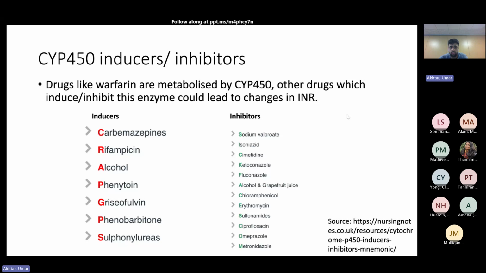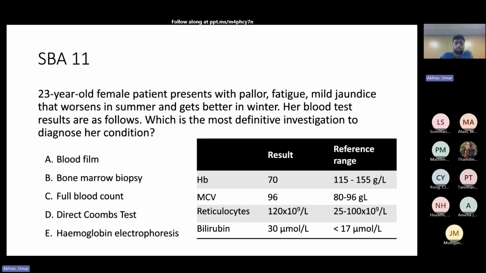Okay, I think that's my, one more. A 23-year-old female patient presents with pallor, fatigue, mild jaundice, which worsens in the summer and gets better in the winter. Her blood test results are as follows. You can see her different blood test results there. What's the most definitive investigation to diagnose her condition? And again, I'll just give you guys a minute or two to think about this.